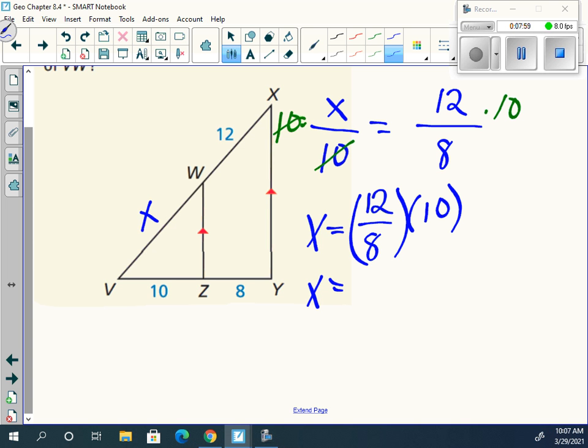Now we can multiply this together in a calculator, or we can do it by hand, either way. If we do this by hand, we'll do 12 times 10, which would be 120 over 8. And if we divide this by 8, it's 15. So this one here worked out nicely, which is nice.